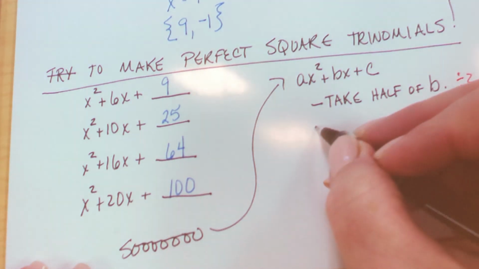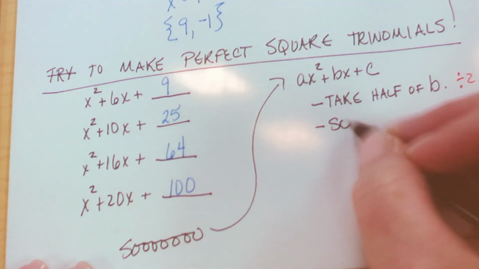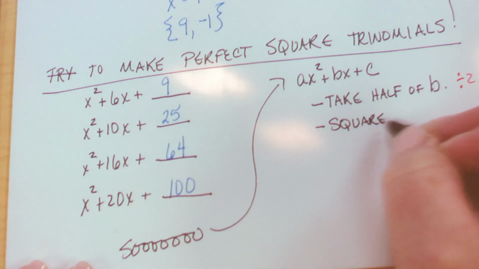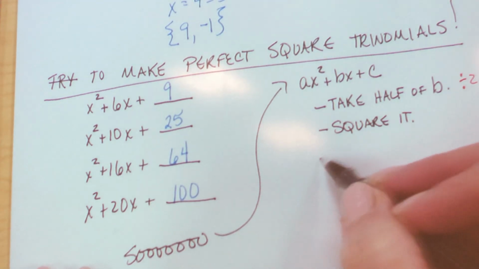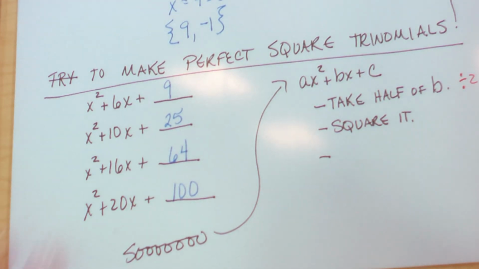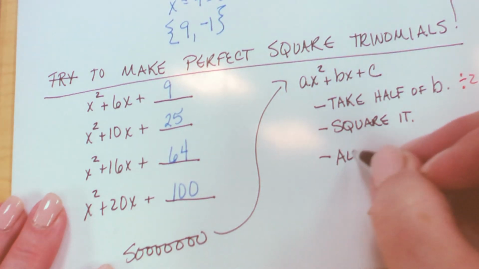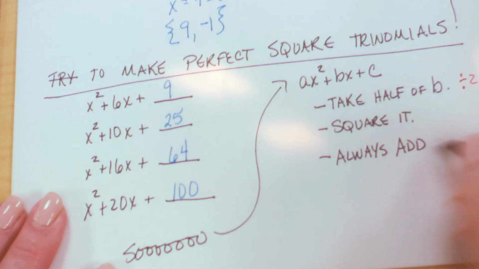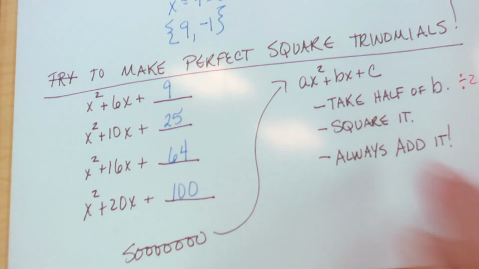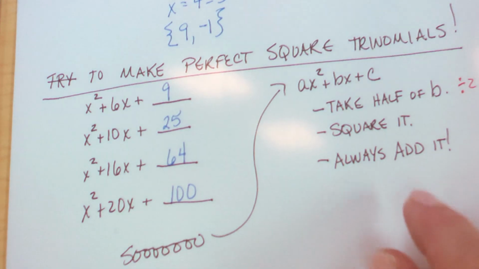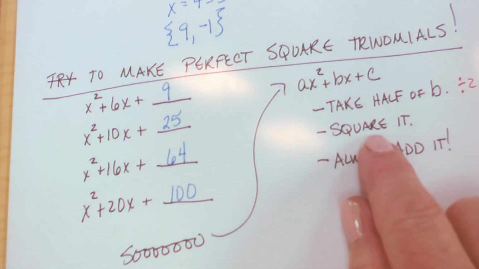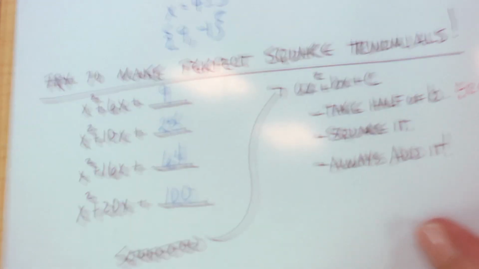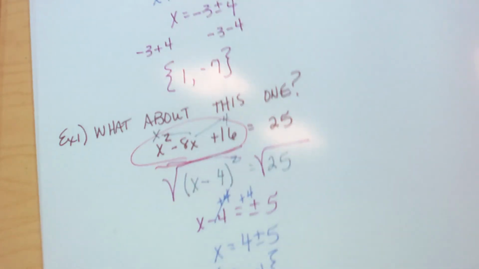Then what am I going to do with it? Square it. Okay. And then what am I going to do with it? Always what? Add it. Always add it. Now, do you always add it because that's what the rules said? No. Why do you always add it? Because you squared it, y'all. And when you square something, it's always going to be positive. All right, everybody okay so far? Yes. Mm-hmm. All right, you got all that?